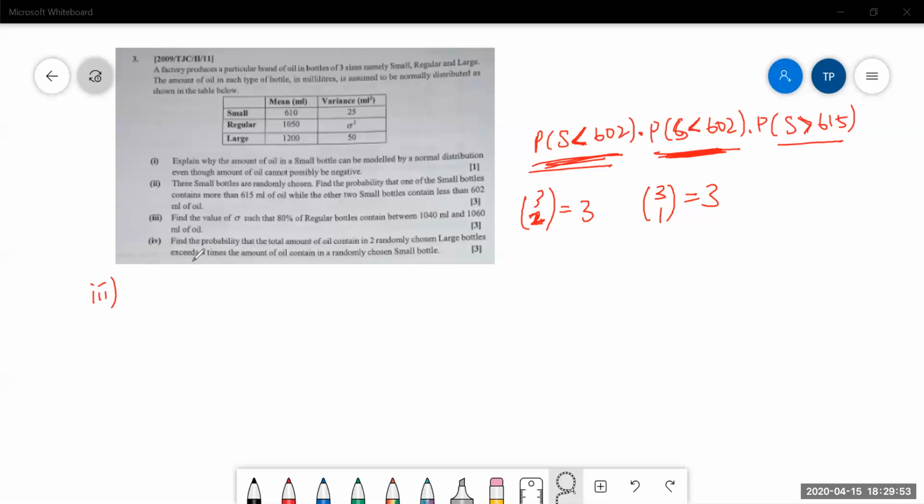Find the value of sigma such that 80% of regular bottles contain between 1040 and 1060. Okay, this one should not be difficult. We want the probability of the regular bottles between 1060 and 1040, and this equals 0.8. So we know that our R follows normal distribution 1050 and sigma squared. So what should we do?